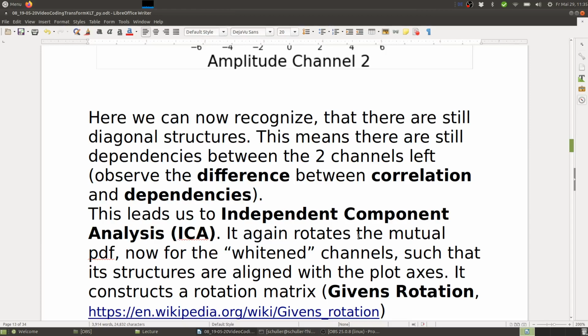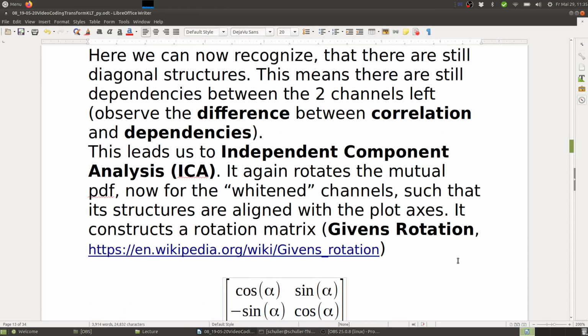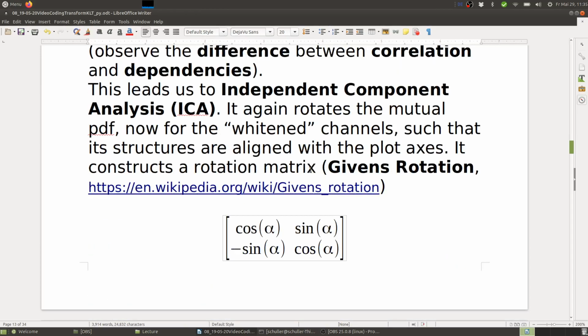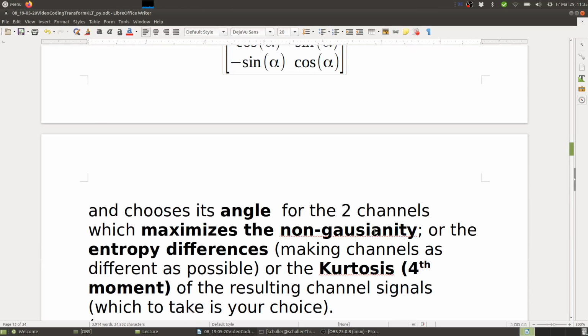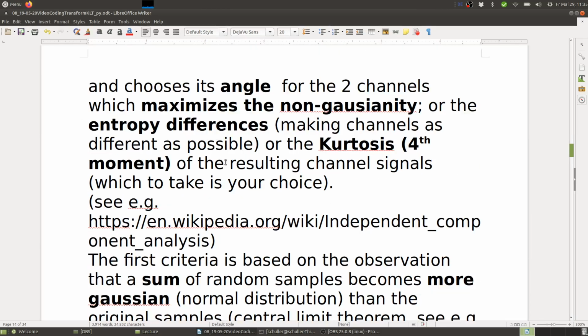It again rotates the mutual PDF, now for the whitened channels, the normalized powers, such that its structures are now aligned with the plot axis. And this uses a rotation matrix here, which I just mentioned, this cosine, sine, minus sine, cosine of some angle alpha, and it finds the suitable rotation angle alpha such that we obtain this rotation. The rotation that aligns with the axis.